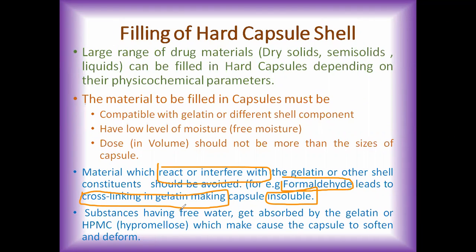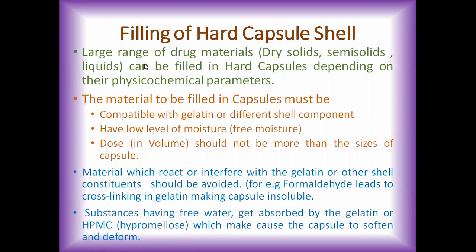Now the substances which have free water get absorbed by the gelatin or other materials which we use for shell preparation, that is HPMC. Another name is hypromellose, in the UK, that is the United Kingdom. We call HPMC hypromellose, which may cause the capsule to soften or even deform. So the selection of the materials has to be done very carefully.